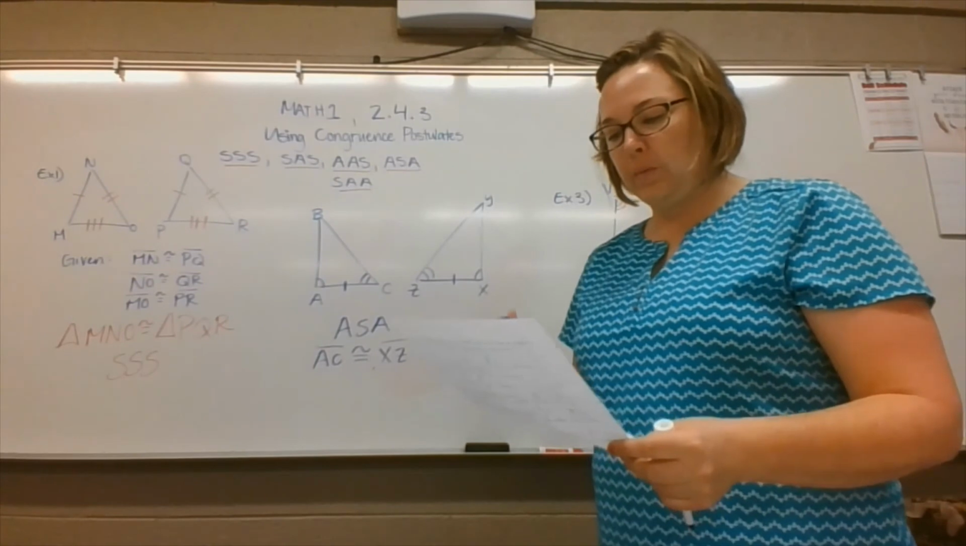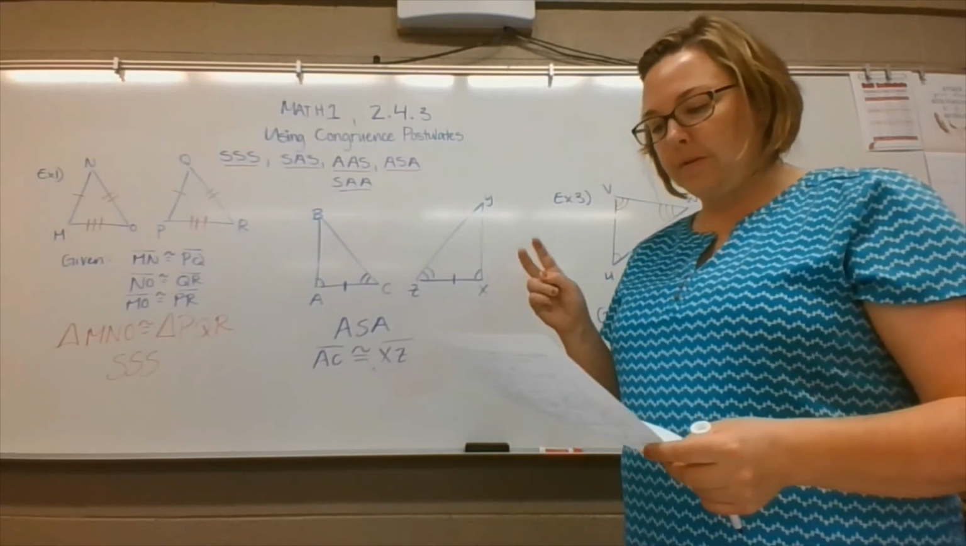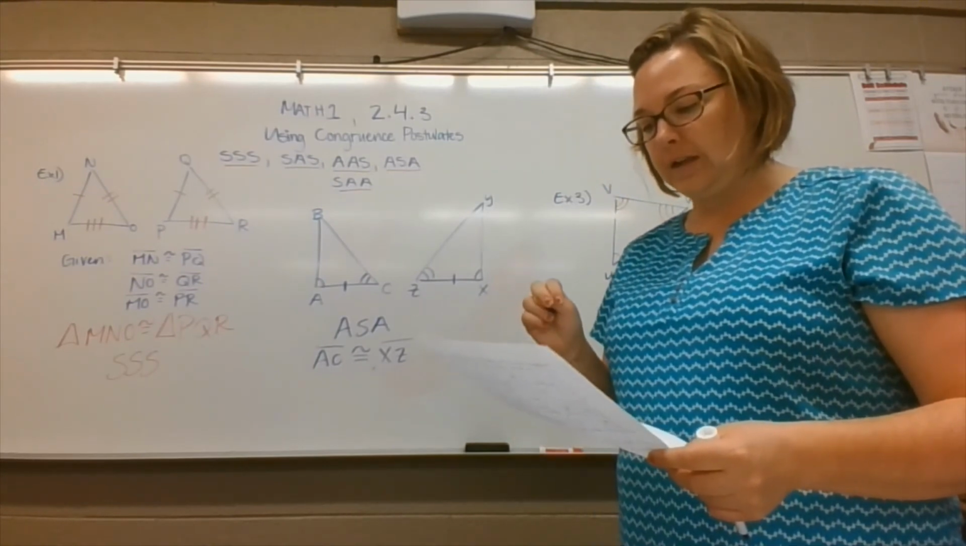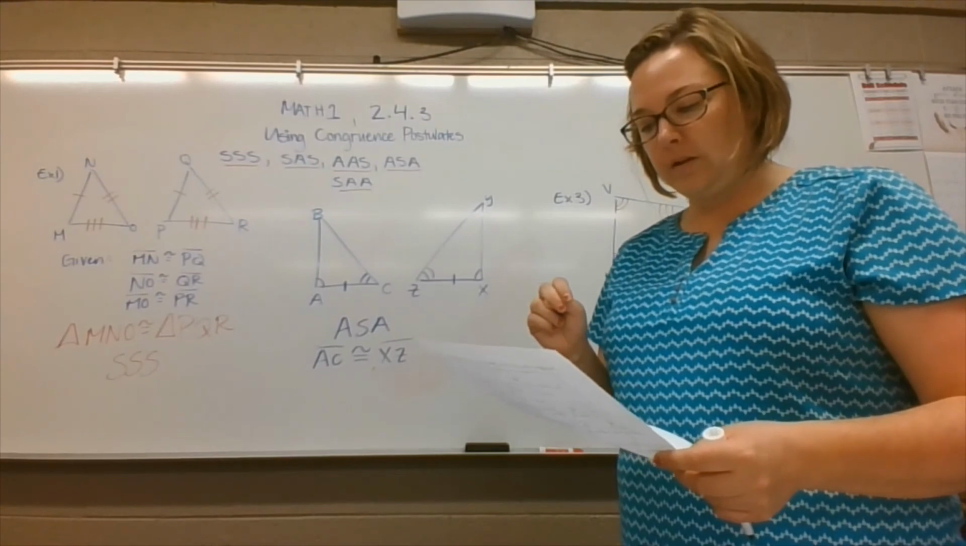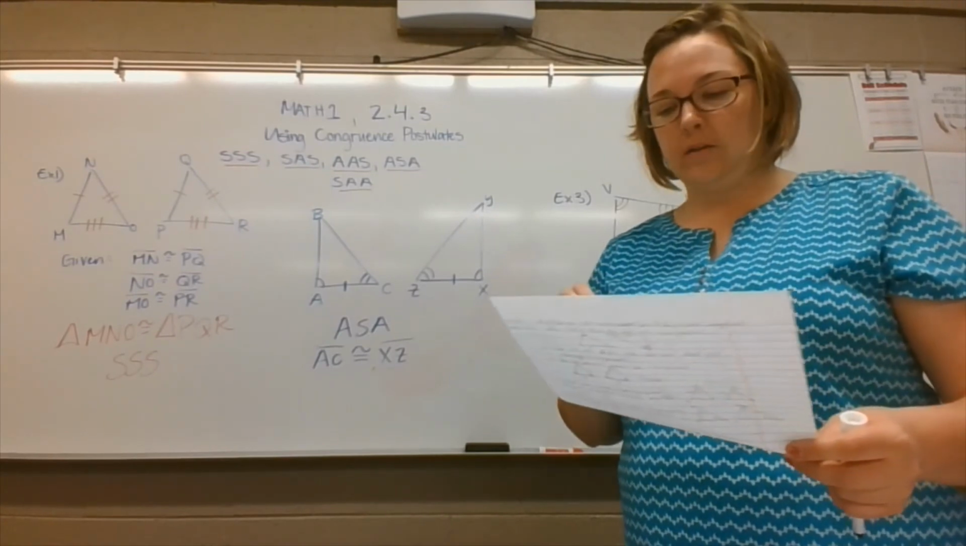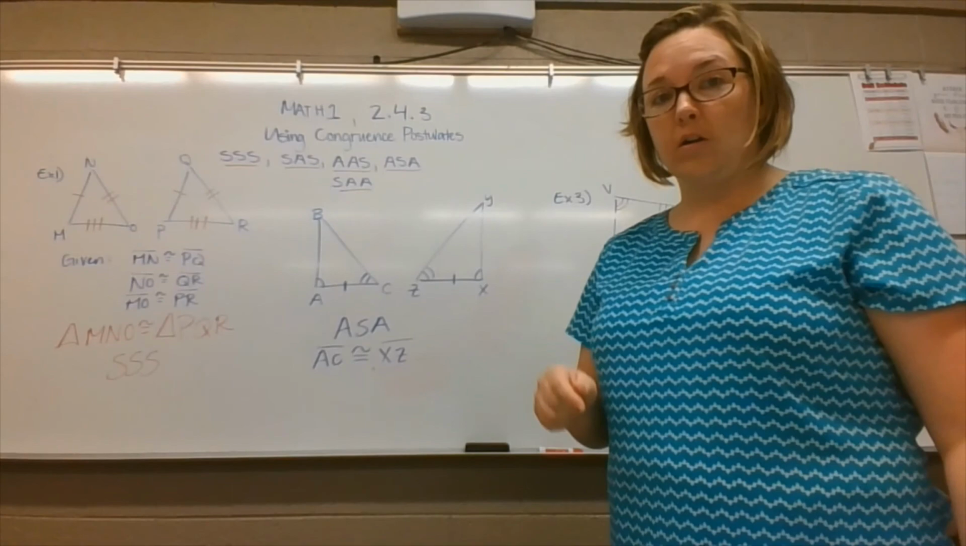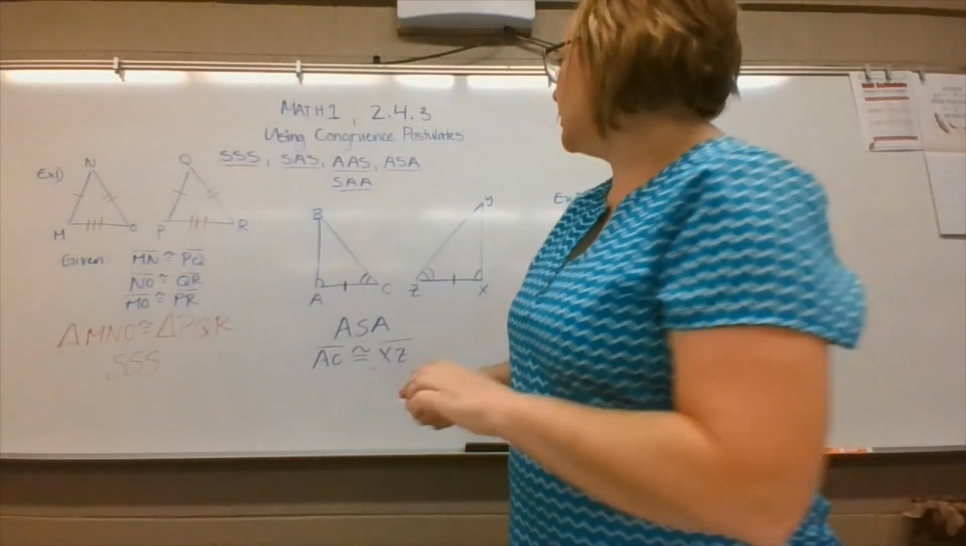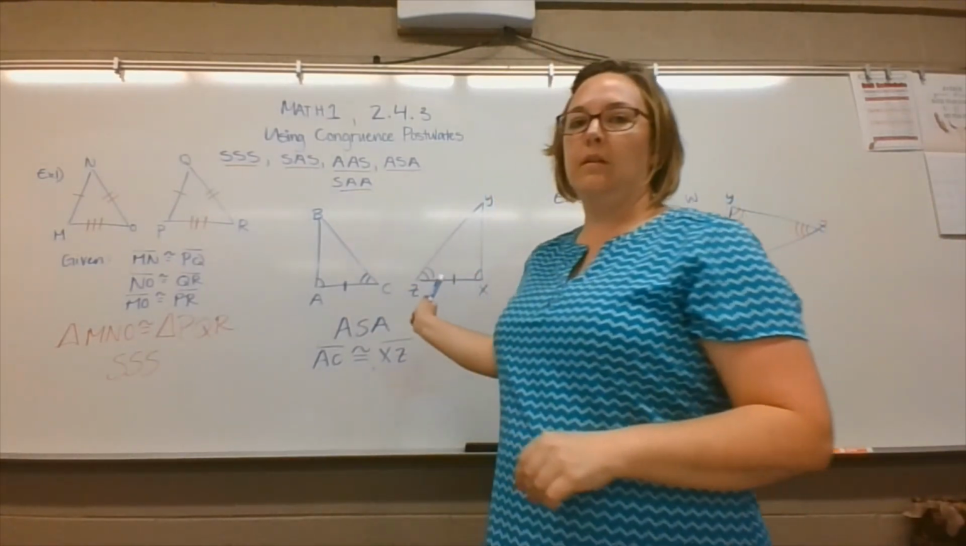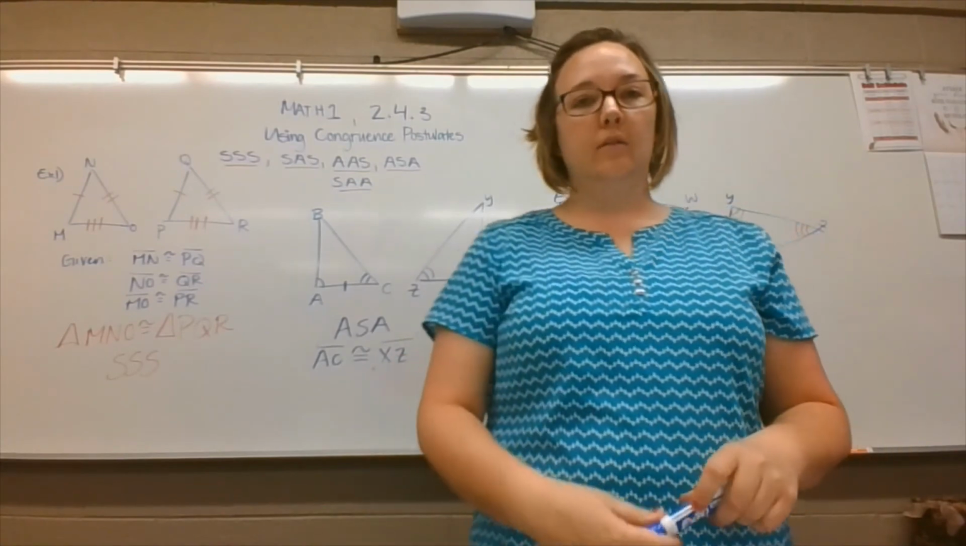And one last little tidbit. You cannot build two triangles with equal side lengths that are not congruent. In other words, two triangles that have the same side lengths are congruent. So if all three sides are equal or congruent, then the two triangles are congruent.